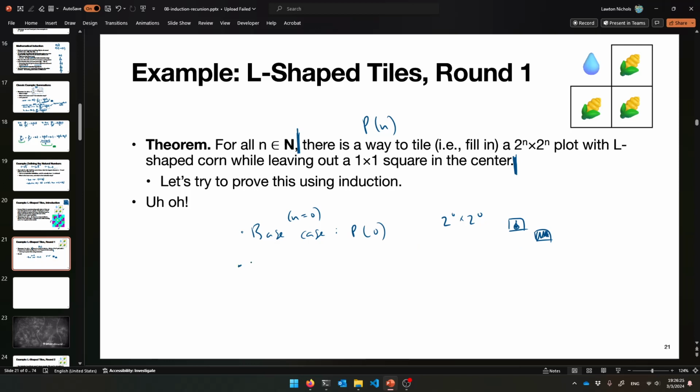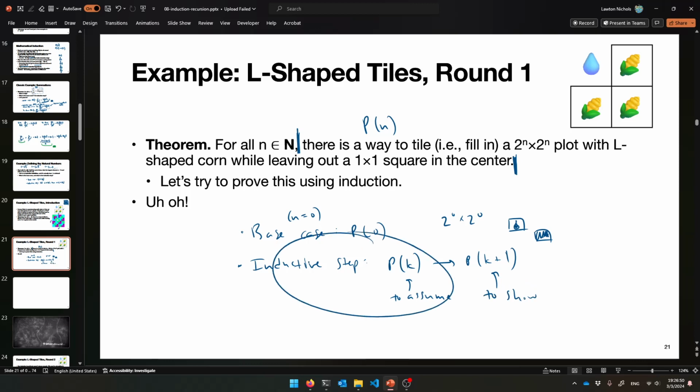And then the inductive step: we have to prove that P(k) implies P(k+1). We get to assume P(k). That's our inductive hypothesis. It's a direct proof. And we've got to show P(k+1). This is the thing we need to show, and this proof is sadly going to fall through. There's an uh-oh moment.